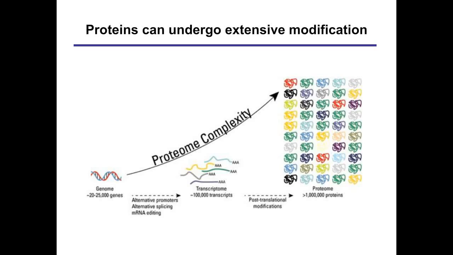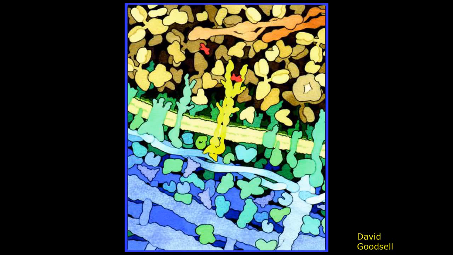So proteins can undergo extensive modification. If you just start with our genome that has about 20,000 genes in it that can be alternatively transcribed and spliced into different mRNAs, which can then be translated alternatively and modified alternatively, it leads to high complexity of proteins, and it requires a variety of complex tools to understand the systems when they're working, and then also to try to understand how they go wrong.